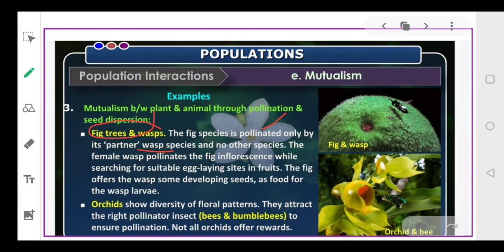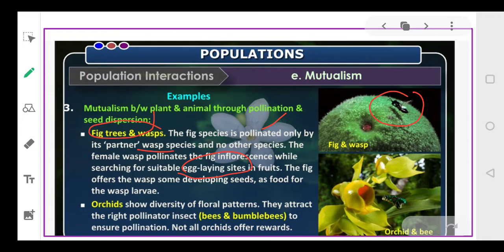So in this case, this fig plant will be pollinated by the wasp, and in turn the wasp will get a suitable area for egg laying. ठीक है, तो वॉस्प को एरिया मिल जाता है जहाँ वो अपना एग लेइंग कर सकता है, प्लस फ्रूट को अपना पॉलिनेटर मिल जाता है, so that it can turn into a fruit.